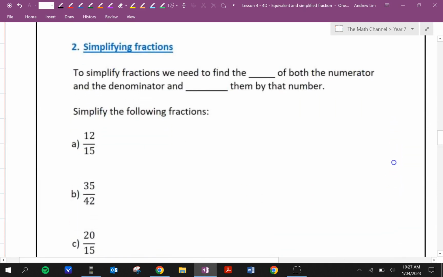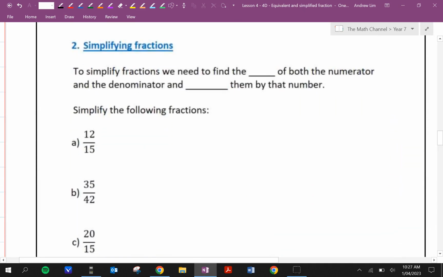So the next part of this lesson is simplifying fractions. Now, to simplify fractions, we simply need to find the highest common factor of both the numerator and the denominator and divide them by that number. So let's simplify the following fractions.